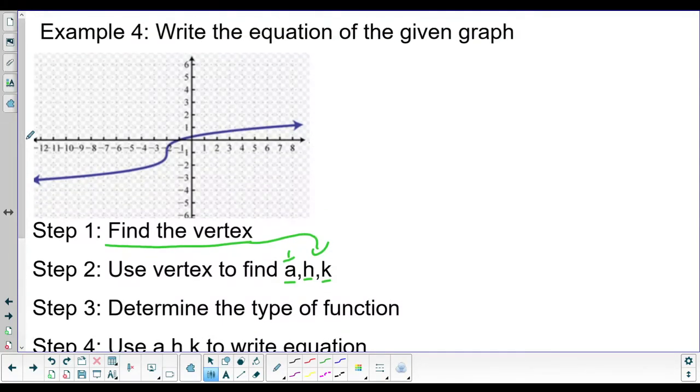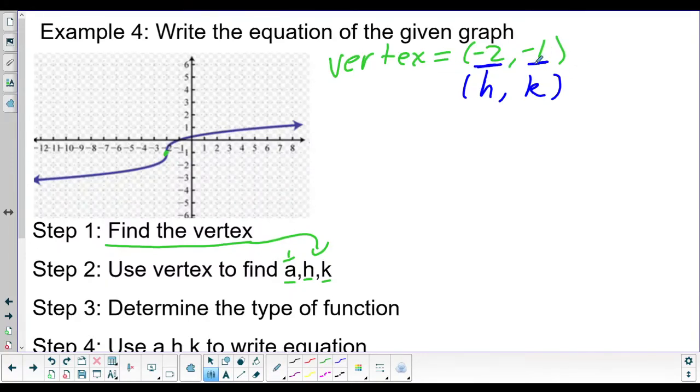All right, so our vertex is this spot right here, right in the middle where it bends a whole bunch. So that looks like it's at (-2, -1). So vertex is at (-2, -1). Remember that our vertex is made of (h, k). So this is telling us h, this is telling us k.